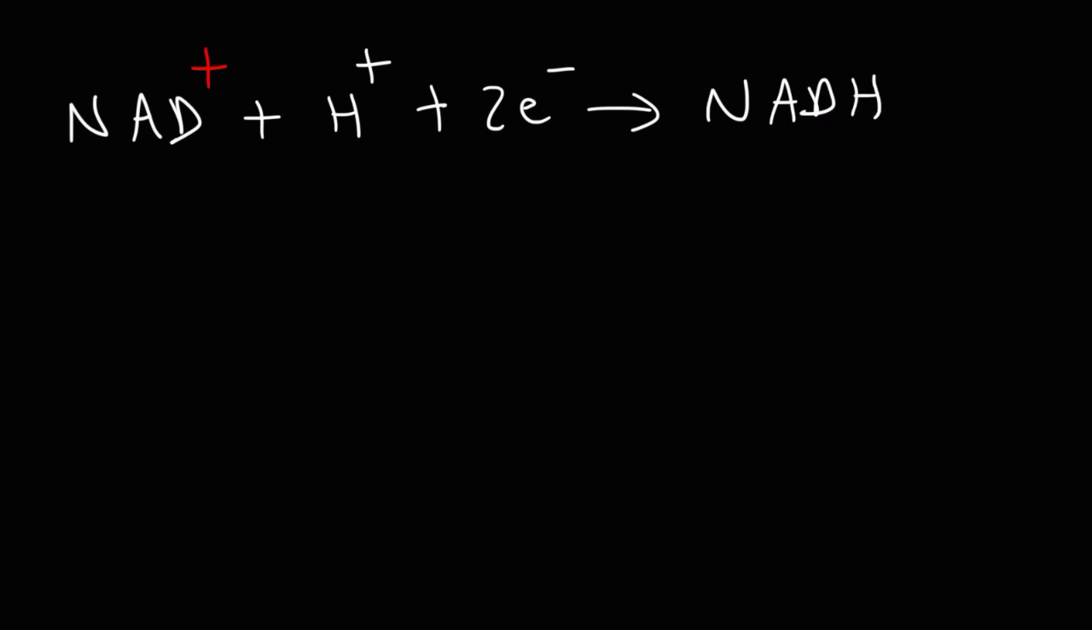Now D, ubiquinone or coenzyme Q, is a mobile electron carrier transferring electrons from complexes 1 and 2 to complex 3. That's true. So here would be Q. This would be the inner membrane of the mitochondria. And then this would be complex 3. And here's complex 2. So Q would transfer electrons from 1 to 3 and from 2 to 3. So that's a true statement.